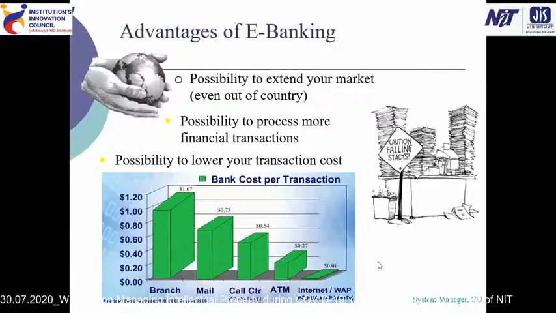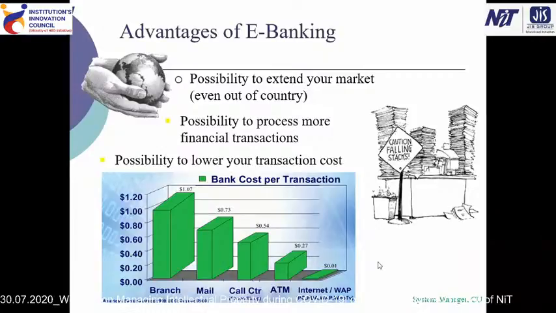This one is the advantages of e-banking. Please see this data. Suppose one customer goes to the bank; there is a bank cost per transaction. If you go by ATM, or online, or by counter, this cost is $1.07 per transaction. But whereas if you use internet banking, it comes to $0.01.